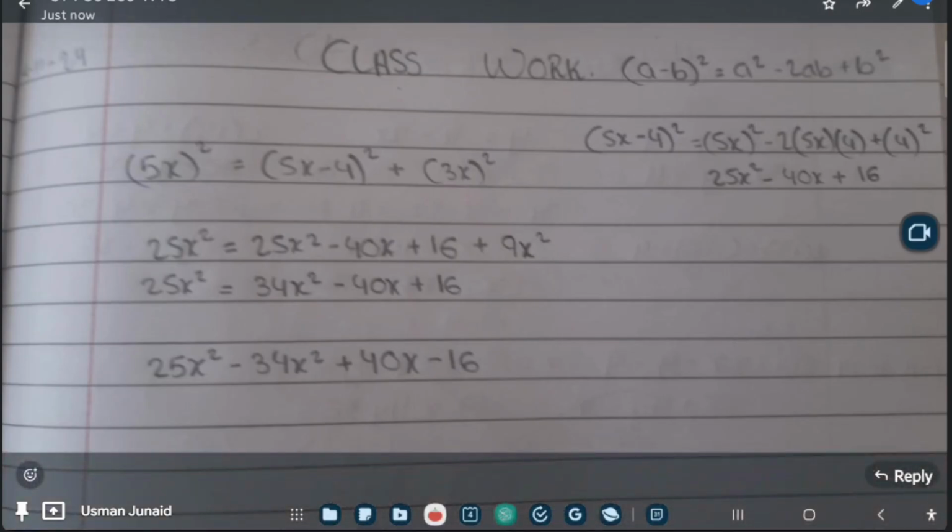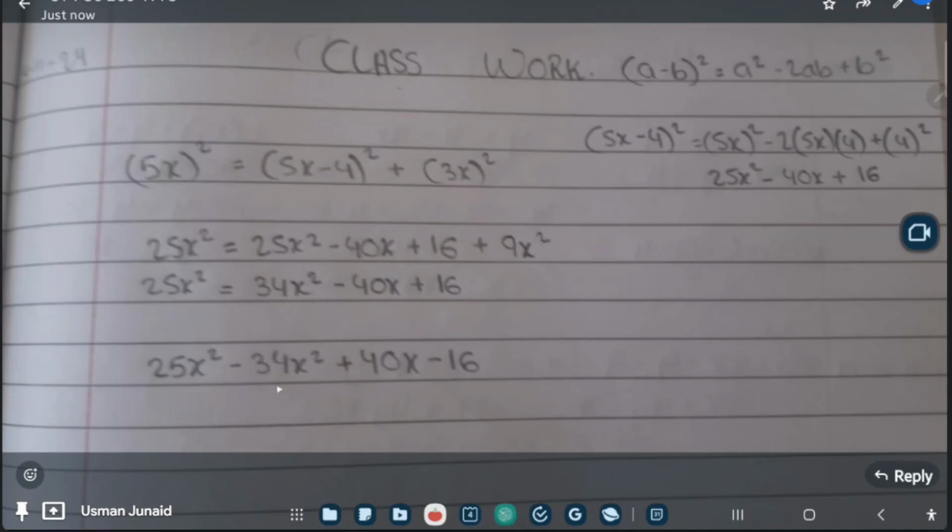Okay, so the first bit you've done exactly right. So you've got 25x square minus 40x plus 16, exactly, absolutely right, plus 9x square, right? And then you got 34x square minus 40x plus 16. Okay, so what I want you to do now is not take this here, but take 25x square on this side, so that the x square value remains positive, because that means it's a bit easier for you to solve the question.